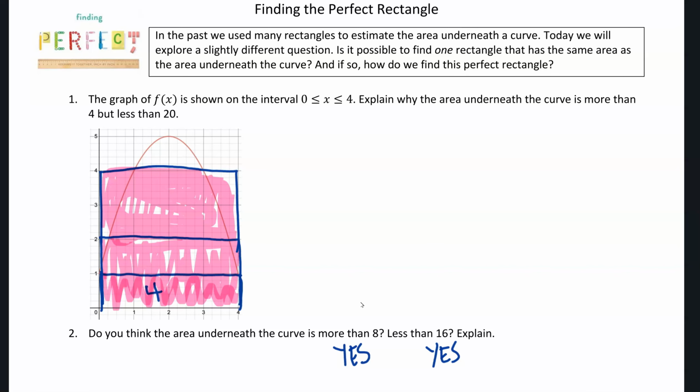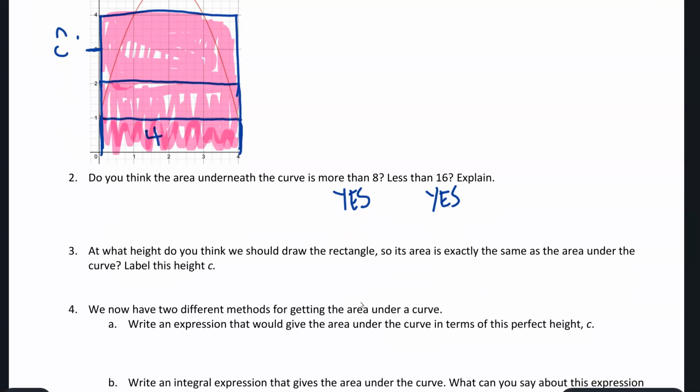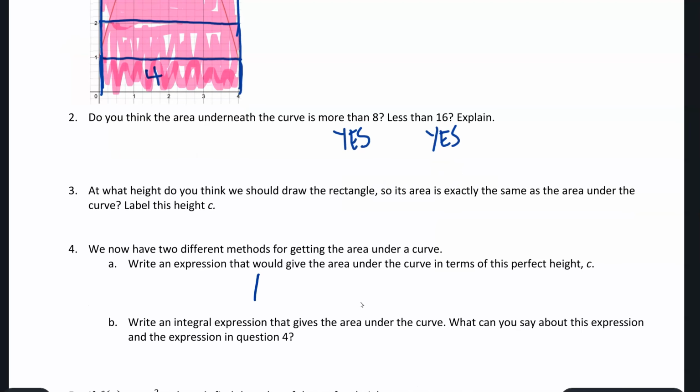Okay. At what height do you think we should try to draw the rectangle so that its area is exactly the same as the area under the curve? What do you think? Maybe at 3? I don't know. Possibly. How could we write this area? So the area of this would be your x value, so 4, it's 4 units, right, times c would give you the area there.